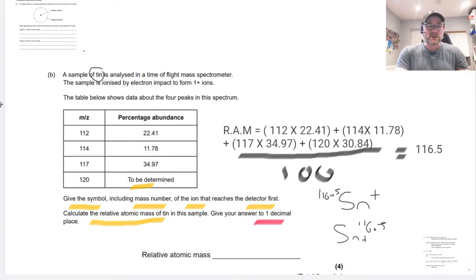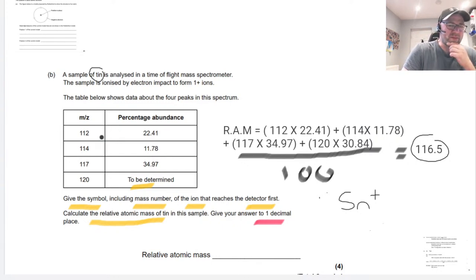Oh, actually, sorry. What have I screwed up? It's nice if you read the question. Give the symbol, including the mass number, of the one that reaches there first. So actually, it has to be one of these. The mass is one of these. Which one will be the first to hit the detector in time of flight?